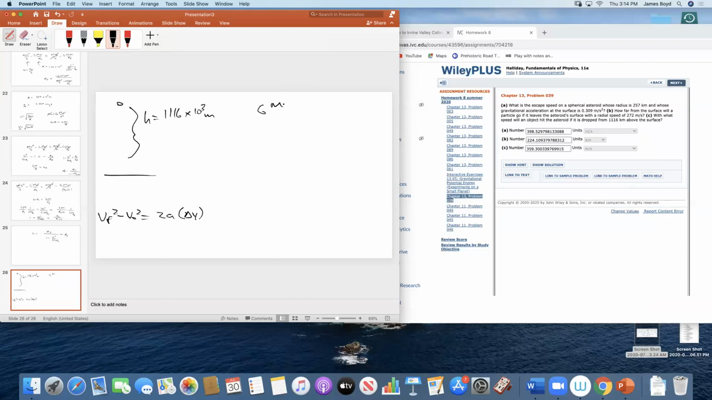Gm, sorry, I was right the first time. m v initial squared over 2 minus Gm m over r plus h, where this is r of the surface, and this is m v final squared over 2 minus Gm m over r. Setting these equal, assuming this is 0, I get that m v final squared over 2 is equal to Gm m over r minus Gm m over r plus h.